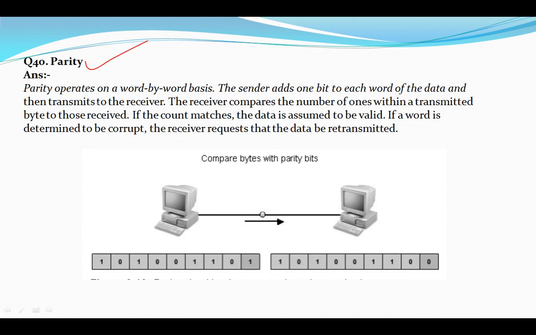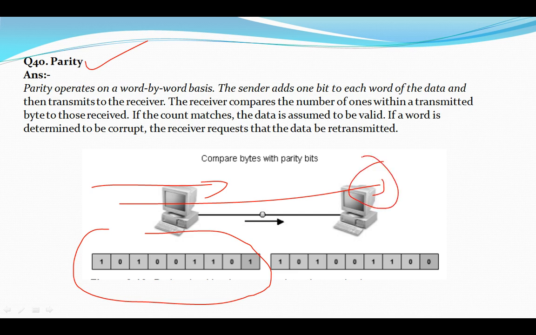Now, what is parity? Parity operates on a word by word basis. The sender adds a bit to each word of the data and then transmits it to the receiver. So it's a kind of method used for data error detection. This is the sender device. Now it has added something like 101010. Now this is the sender, it is sending to this computer. So once this data is here, it should match the same.